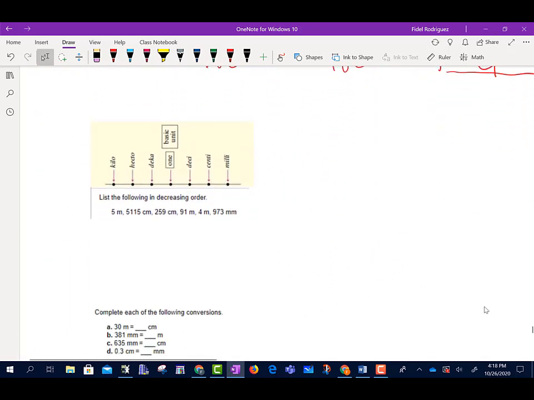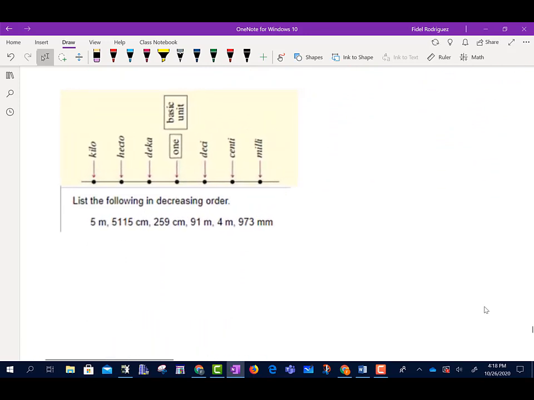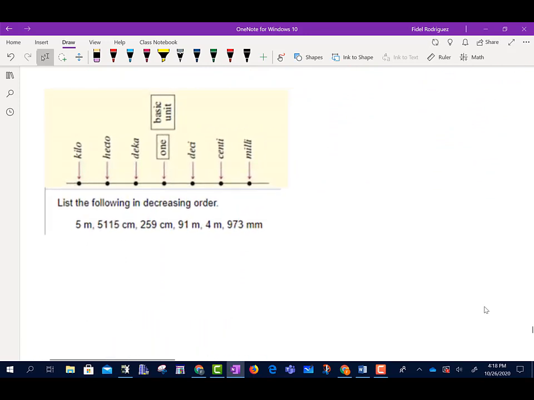Okay, so let's see. This next problem here says, can we list the following in decreasing order? Okay, decreasing order. So what I'm going to try to do in this problem here, guys, is put everything in decreasing order, meaning it's going to be from the highest to the lowest, okay? So I know that so far this might be the biggest one, and I know that this is smaller, and I know that's smaller, right? So I'm going to say maybe 91 meters, and then maybe 5 meters, and then 4 meters. This is going in decreasing order, right?